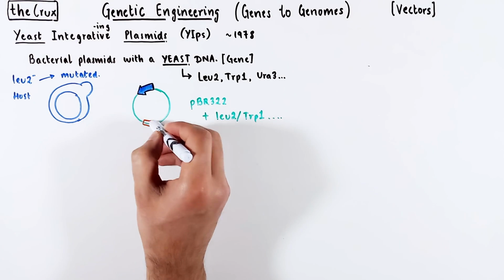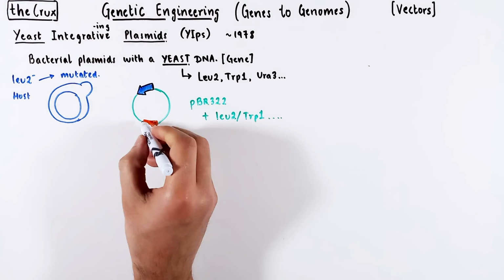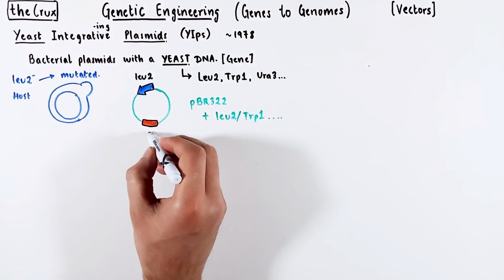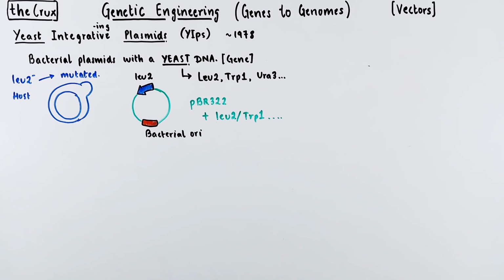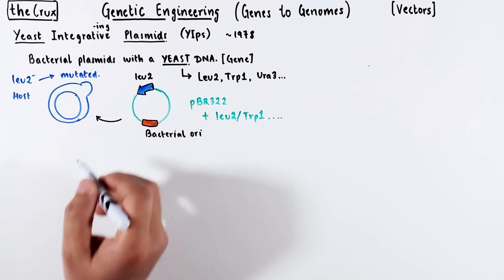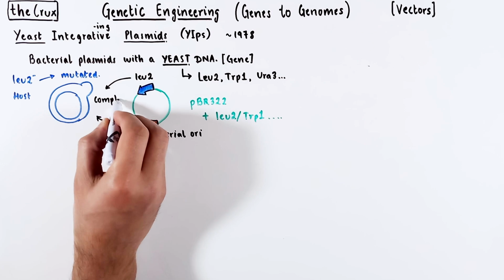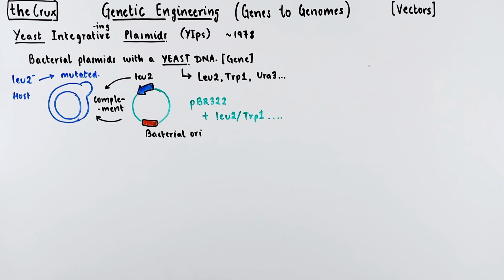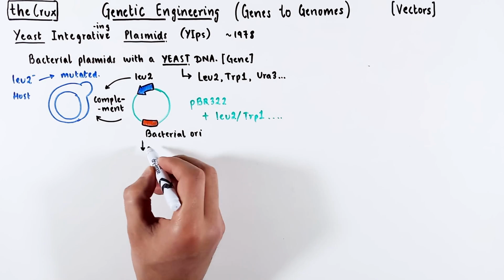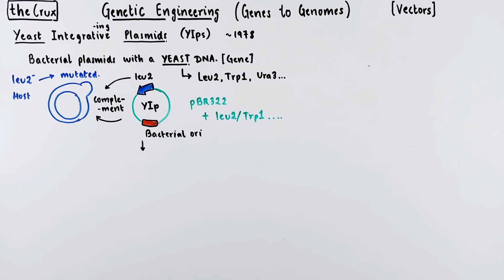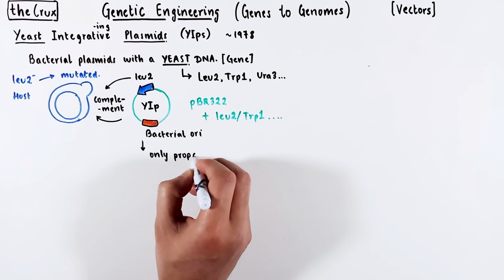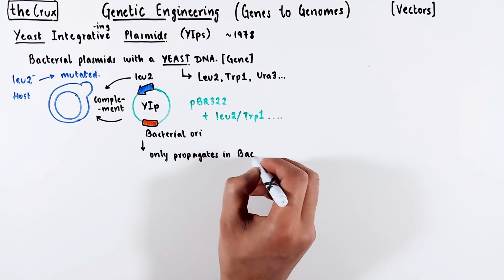Given a leucine example, this gene is LEU2. Note that the pBR322 has a bacterial origin of replication. You can insert this plasmid into the yeast and the LEU2 of the plasmid will complement the yeast mutation, meaning that the yeast gains the ability to make the amino acid leucine. This bacterial plasmid with LEU2 gene is called a yeast integrating plasmid.